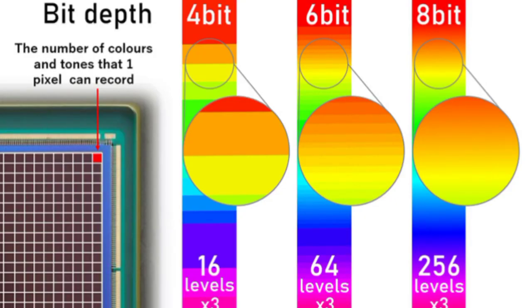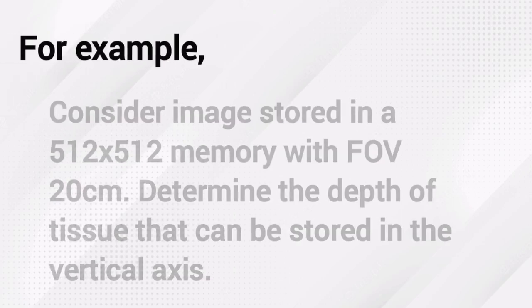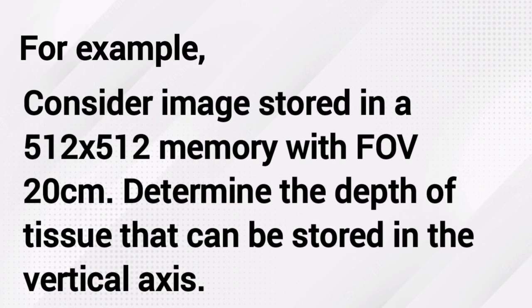The digital converter or the memory is divided into matrices of thousands of pixels. The anatomic area stored at each pixel depends on image size or the field of view. For example, consider an image that is stored in a 512 by 512 memory in which the field of view is 20 centimeters. The depth of tissue that can be stored in each pixel in the vertical axis of the scan converter can be determined using this calculation.